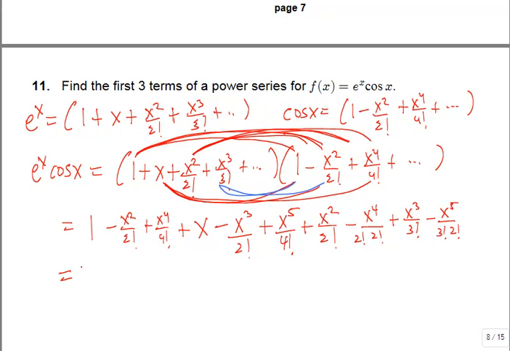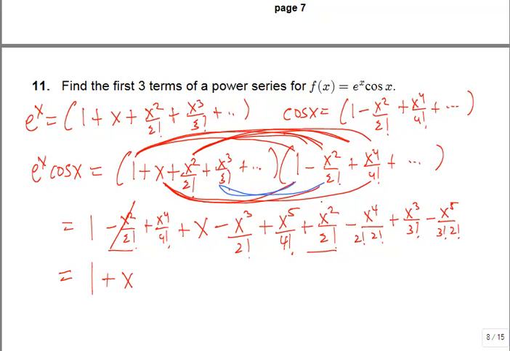So if I look here and try to see what's going to happen, we've obviously got a 1 here, and then I'm going to look for any x terms, and the only x term I have is right here, so that'll be my second term. And then look at my x squared terms. I have a negative x squared over 2 factorial, and then I have a positive x squared over 2 factorial.